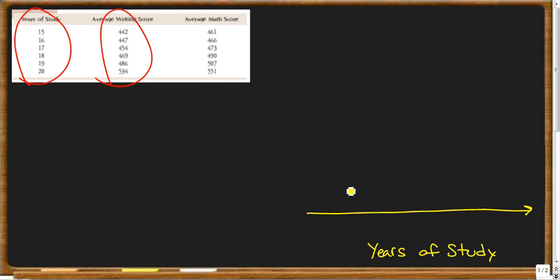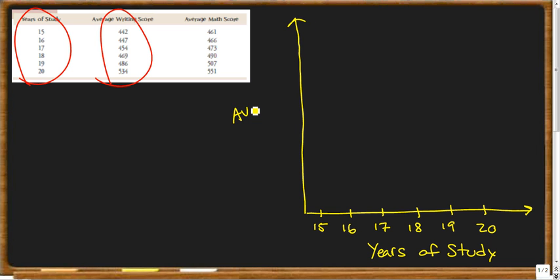So first off, we need an appropriate scale. So this scale is going to be years of study. And it looks like we go from 15 to 20, so we need 15, 16, 17, 18, 19, and 20. And then for our vertical axis, this is going to be average writing score.